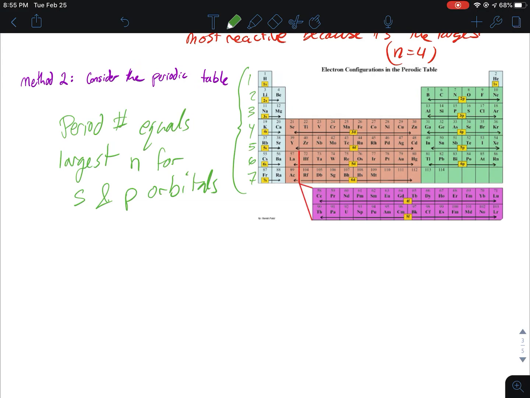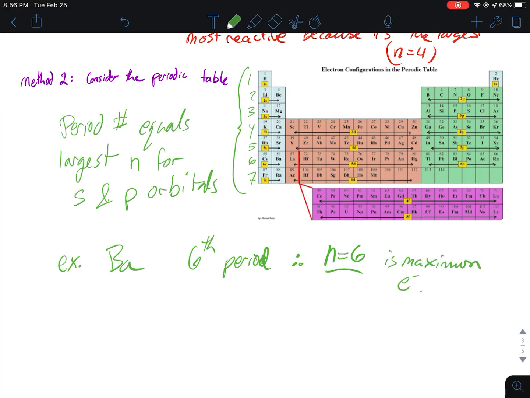So in this way, I can just close my eyes and pick a number, and I can say, okay, barium. For example, barium is in the 6th row, 6th period. Therefore, n equals 6 is the max. So n equals 6 is going to be the largest electron on there.